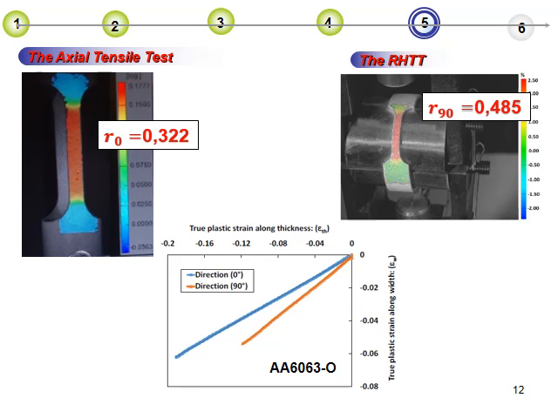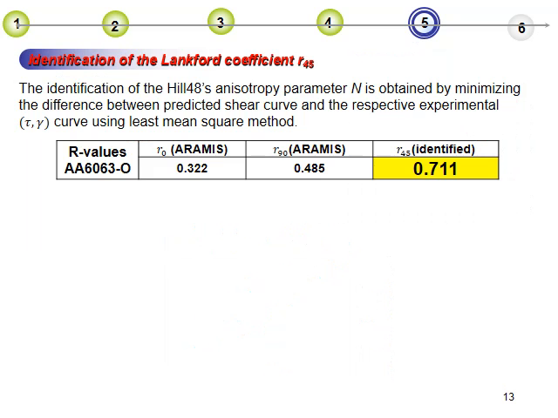On the other hand, from the experimental uniaxial tensile test and ring hoop tensile test, we obtain the Langford coefficients R0 and R90. The results show that the aluminum alloy 6063 is anisotropic. The identification of the Hill 48 anisotropy parameter N is obtained by minimizing the difference between the predicted shear curve and the respective experimental tau-gamma curve using the least mean square method. Given the experimental Langford coefficients R0 and R90, R45 is then deduced.